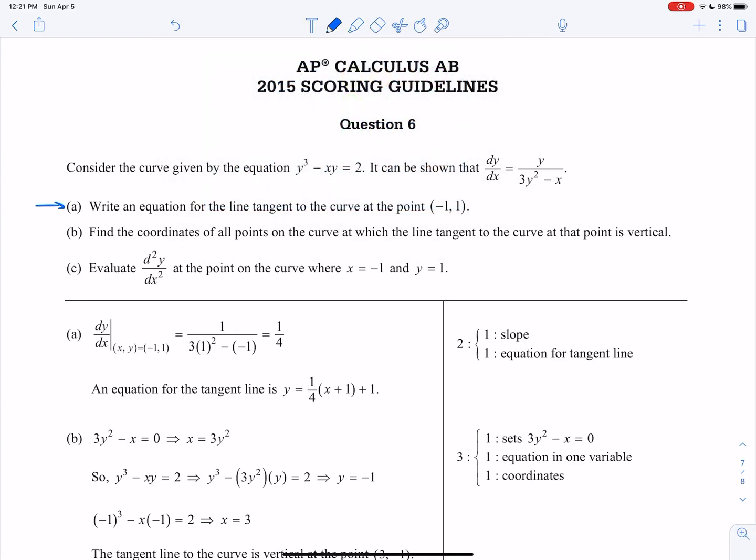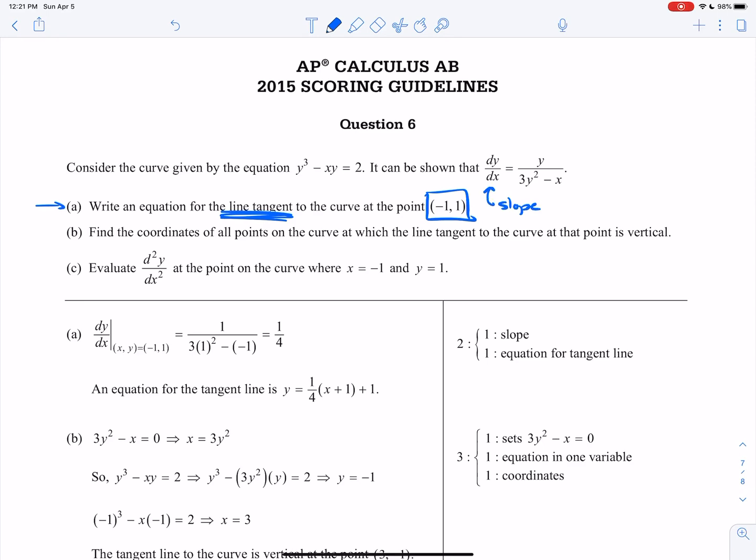Write an equation of a tangent line. Okay, so remember, this should be your buzz phrase. You see it so often in every FRQ. To make an equation of a tangent line, you need two things. You need a point, which they already give. All you're missing is a slope. Slope is pretty much your derivative right there.